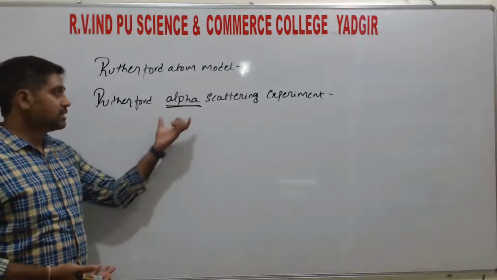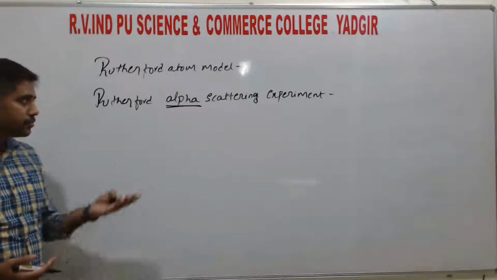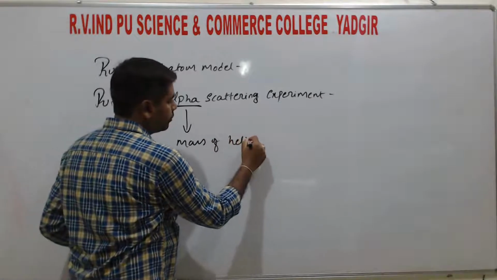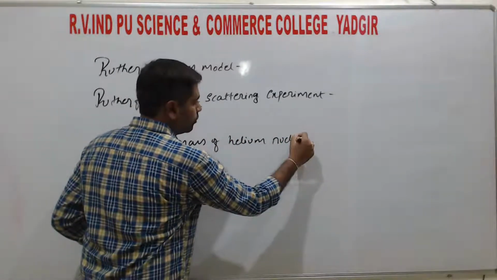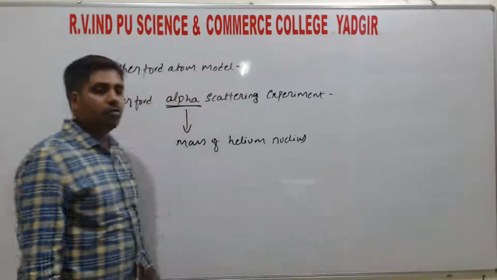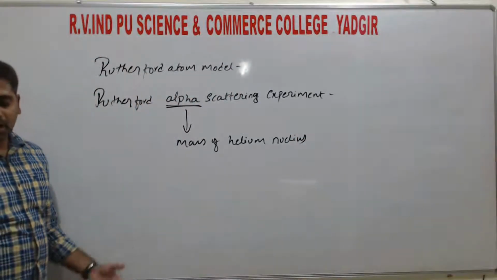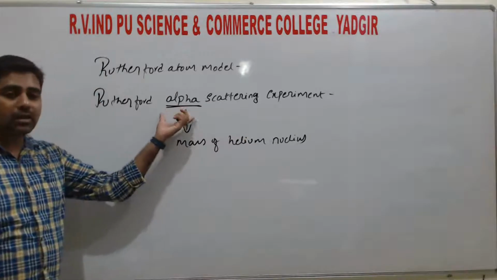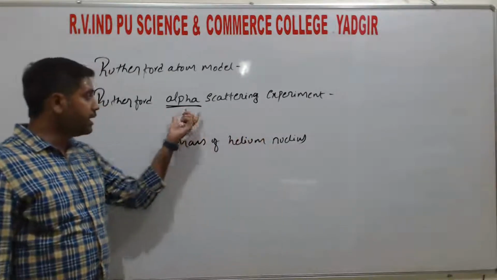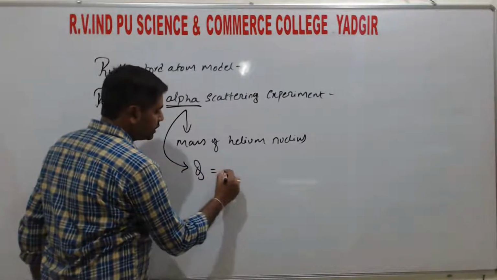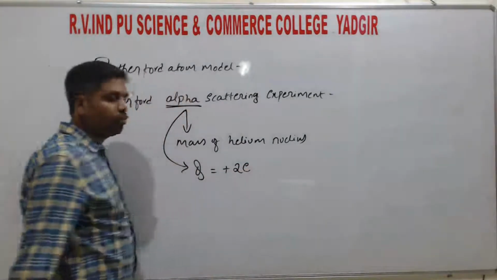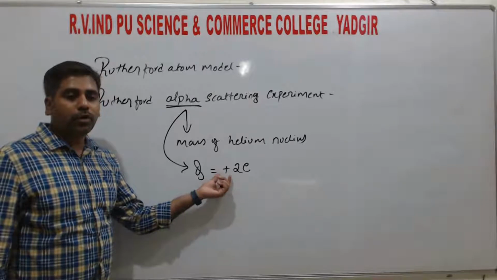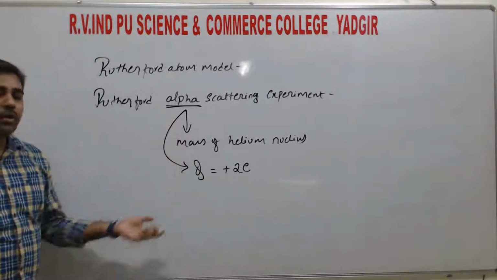So what are alpha particles? Alpha particles have the mass of the helium nucleus. Alpha particles are the nuclei of the helium atom, right? Its charge is equal to plus 2e. So the alpha particle is a positively charged particle.